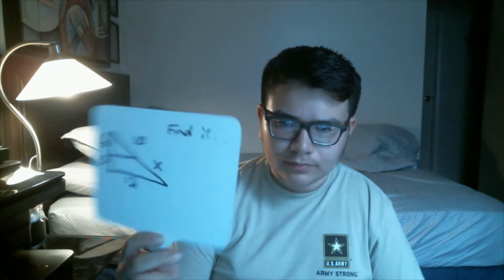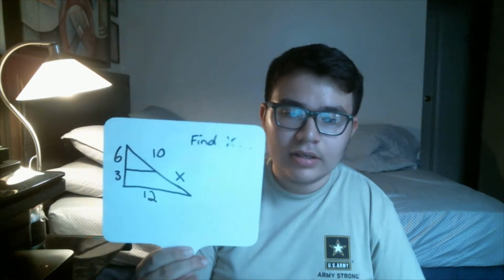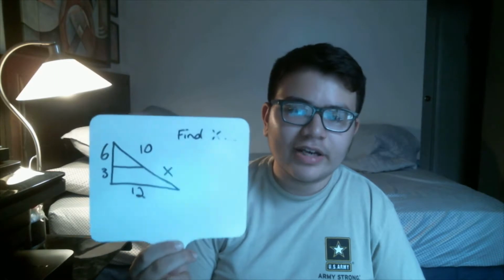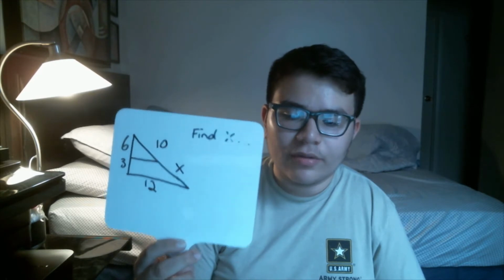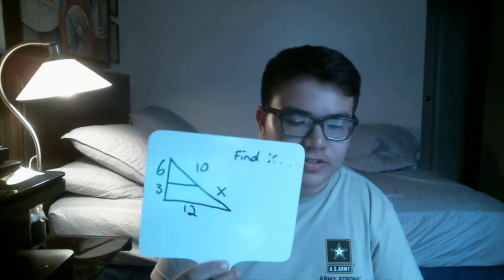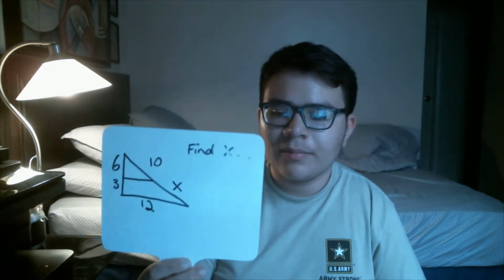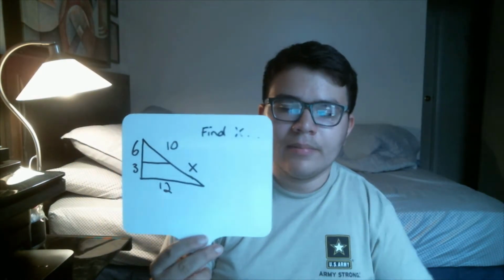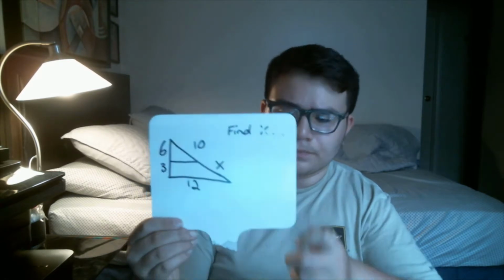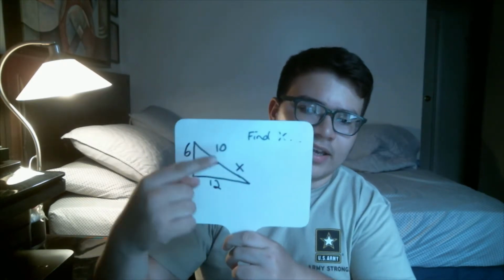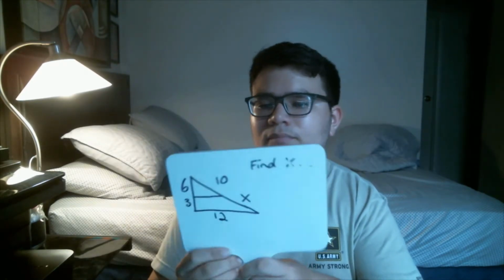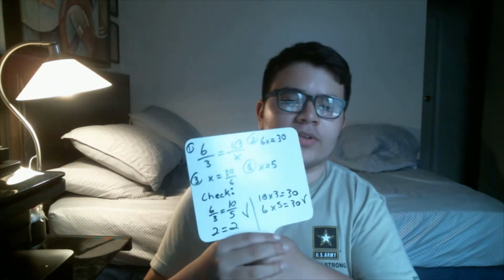For my next example, it'll be on the side splitter theorem, and it would look like this. Now, you need to simply find x, and you find x by using the same proportion ratio as you did within the theorem. It's very similar to the previous example, the triangle angle bisector theorem, but it's slightly different because instead of using two adjacent sides, you're using segments that connect to make the same side. And it would look like this. Here's how you would solve it.